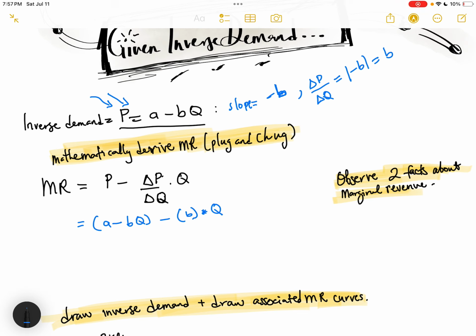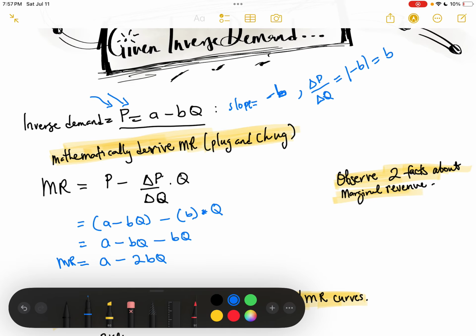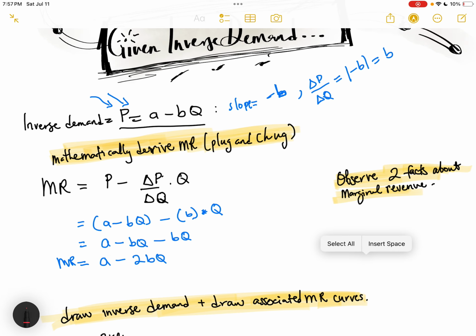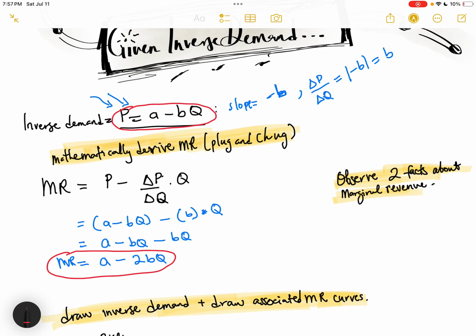Okay, and so from here, I hope you can see that we have A minus BQ minus BQ. And so that is A. There are two minus BQs, so minus 2BQ. And that's marginal revenue. But what do you observe when you compare this marginal revenue equals A minus 2BQ to this inverse demand curve equals A minus BQ? Oh, they have the same intercept. Exactly. They have the same intercept.